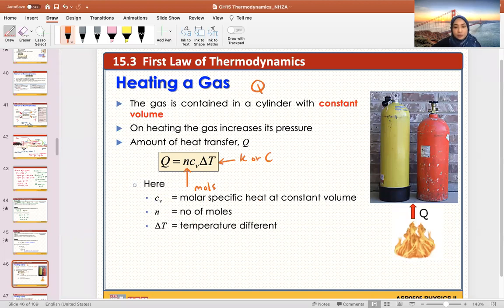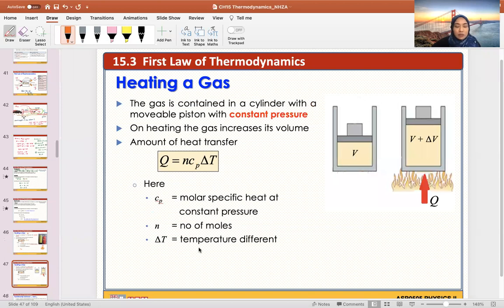CV is the molar specific heat at a constant volume. So the word constant volume here is where the V comes from. So CV, C subscript V, means molar specific heat at constant volume. There is another term called CP. We will learn it later. Okay, moving on.